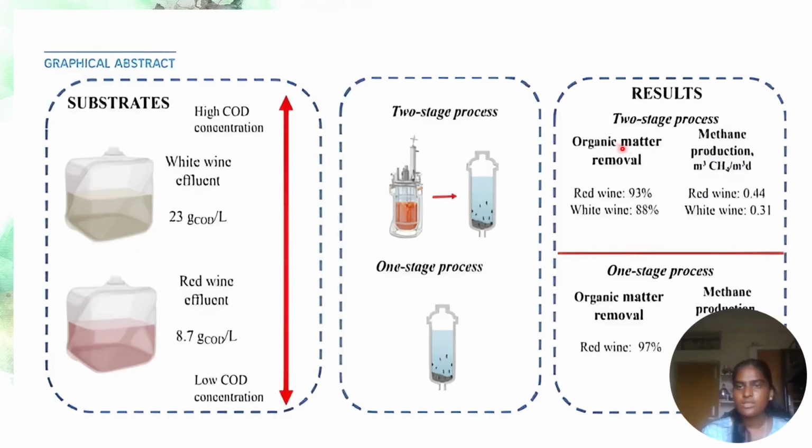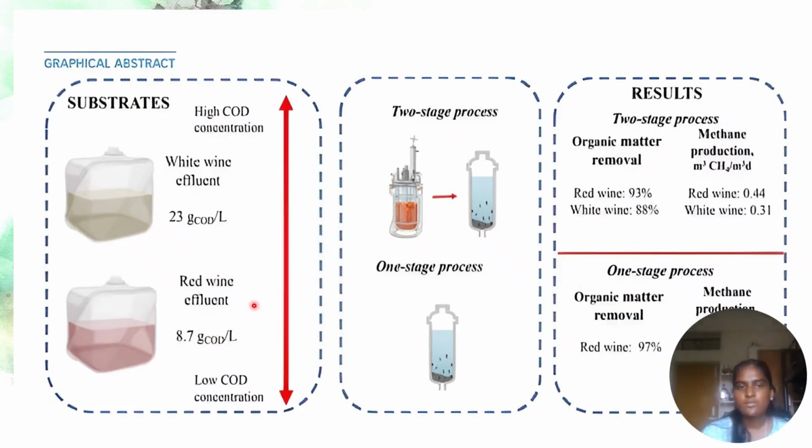Then the organic matter removal percentage of the red wine and white wine: red wine 93% and white wine 88%. And the methane productions are 0.44 and 0.31. Why do we need to do that?